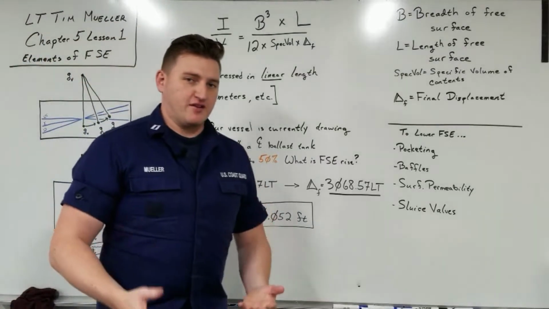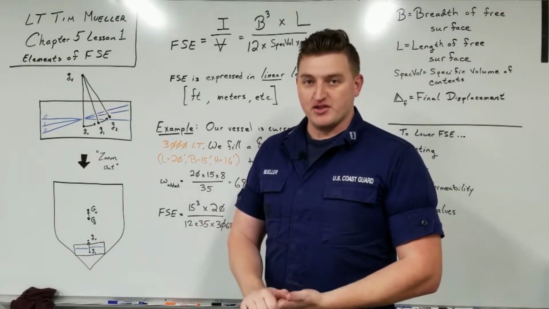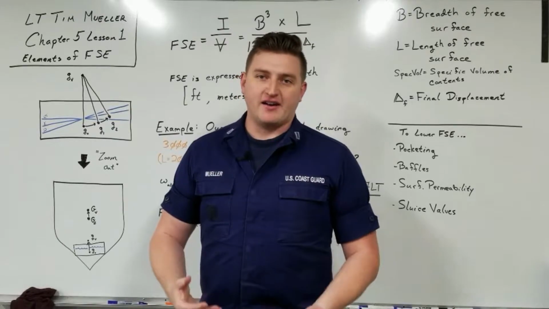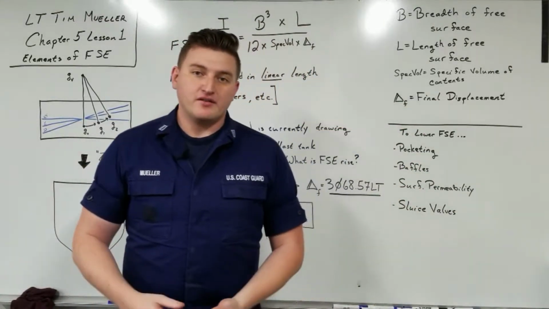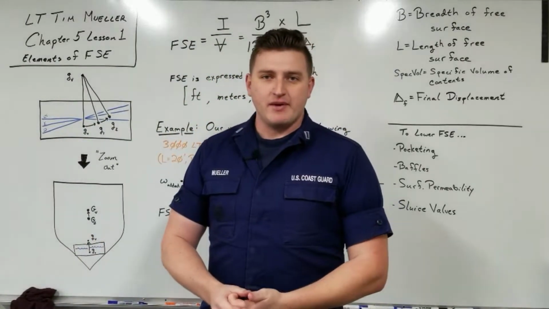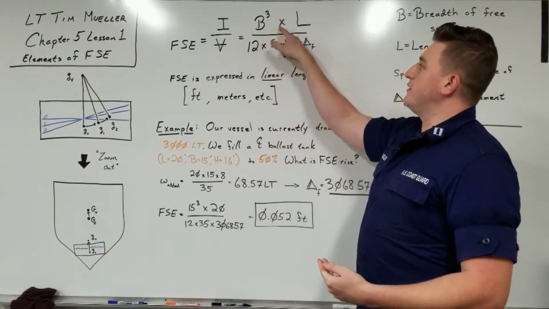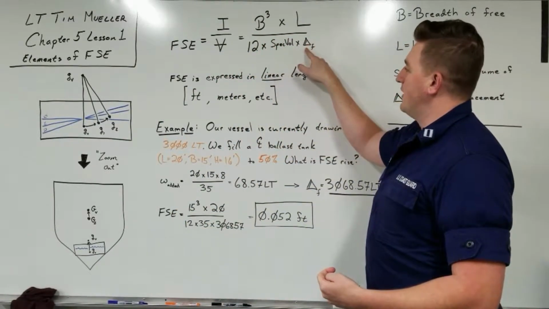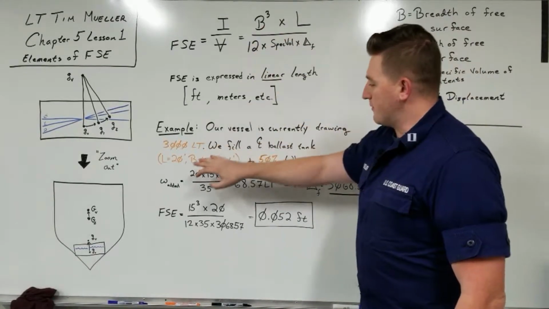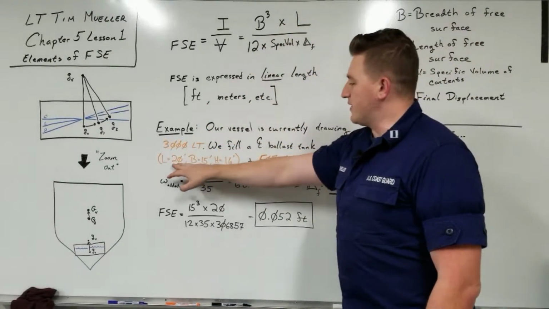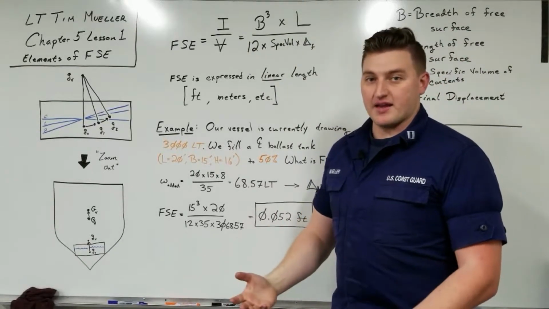That means in the process of filling that tank, we're adding 68.57 long tons to our ship that's originally drawing 3,000 long tons, giving us a final displacement, this delta F, of 3,068.57 long tons. All right, so now we take that information and we go into the free surface effect formula, which is up here, B cubed times L divided by 12, specific volume times delta F. We know specific volume already is 35. We know B is 15. We know L is 20. We solved for the delta F, so we have all the information that we need to actually do this calculation.